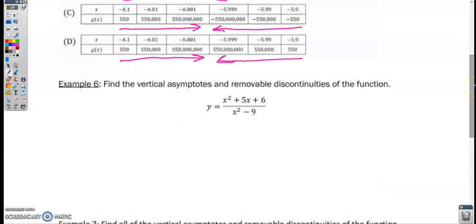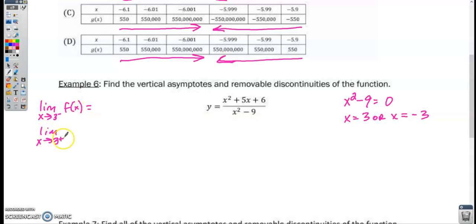Example 6, find the vertical asymptotes and removable discontinuities of the function. Again, I'm going to set my denominator equal to 0 to find my candidates. And those candidates are 3 or -3. And then I'm going to analyze the limit behavior of this function in order to determine whether these are asymptotes or removable discontinuities.